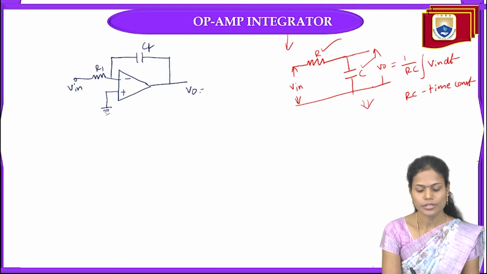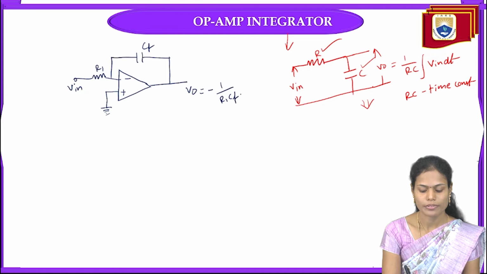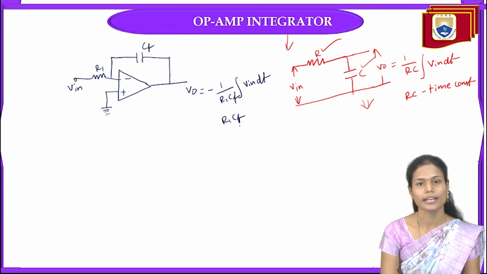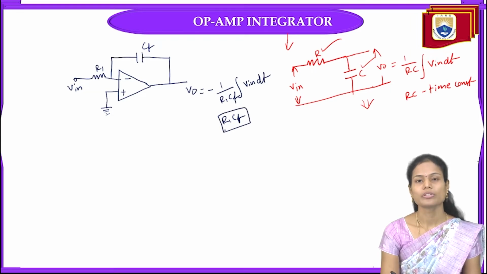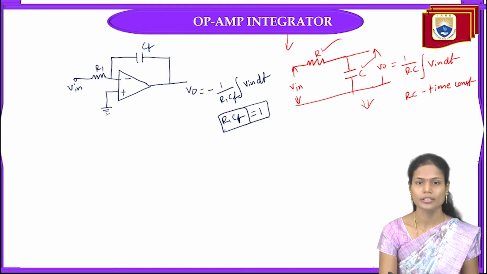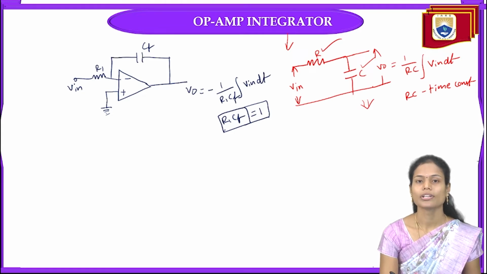The output of this particular integrator is the ideal integrator actually. The output is minus 1 by R1 CF times the integral of Vin dt. This R1 CF indicates the time constant of this particular circuit. In the ideal case, most of the time we will take the R1 CF value as 1 only, so that it is able to integrate the signal with a very large time constant. The basic advantage of this ideal integrator is that it takes a large time constant to integrate the applied input signal.